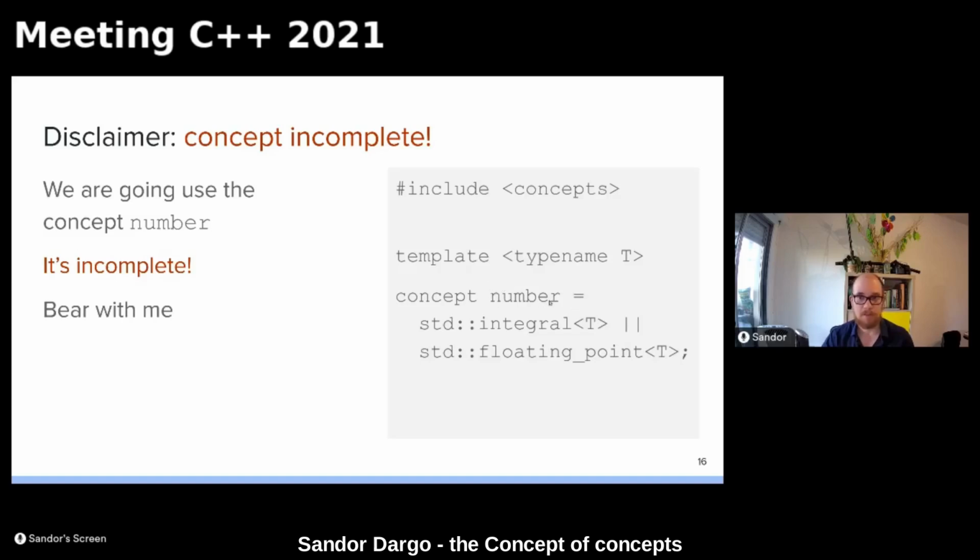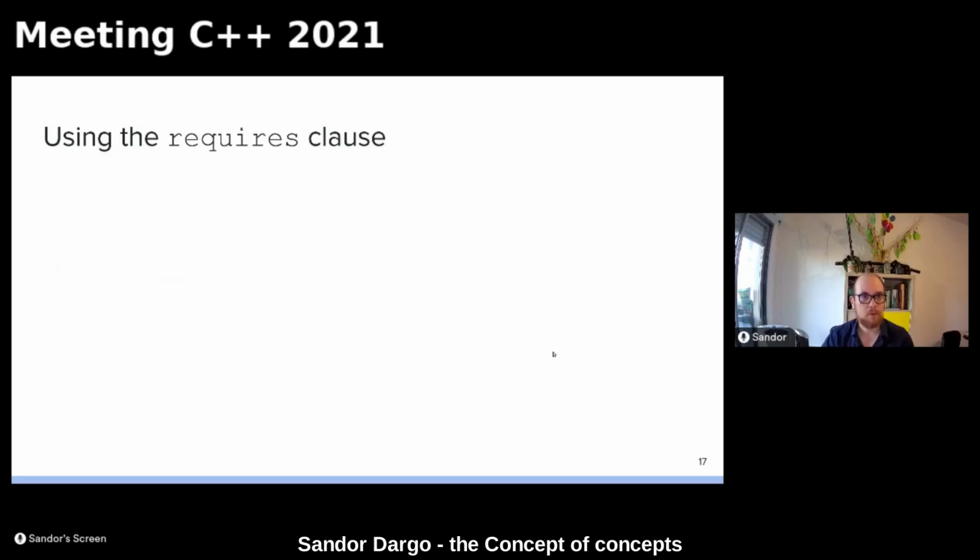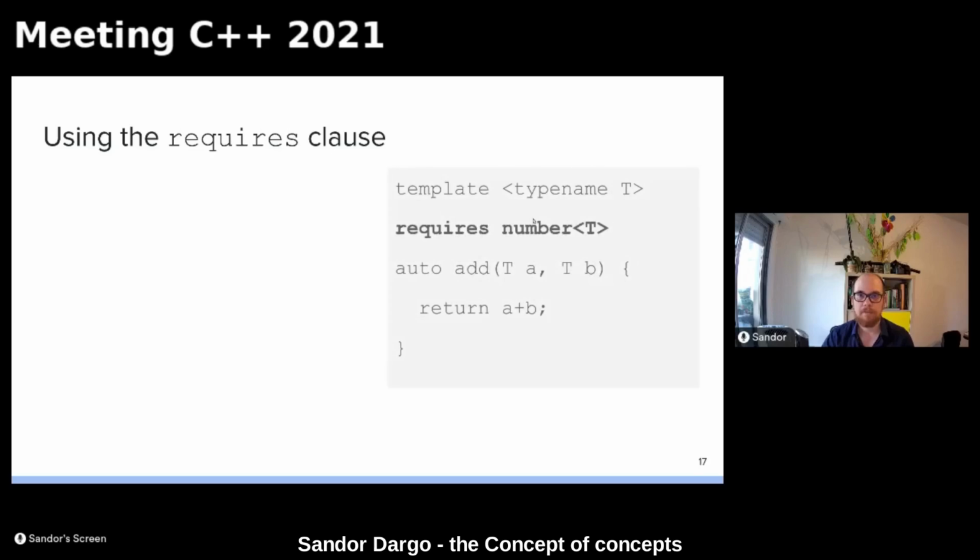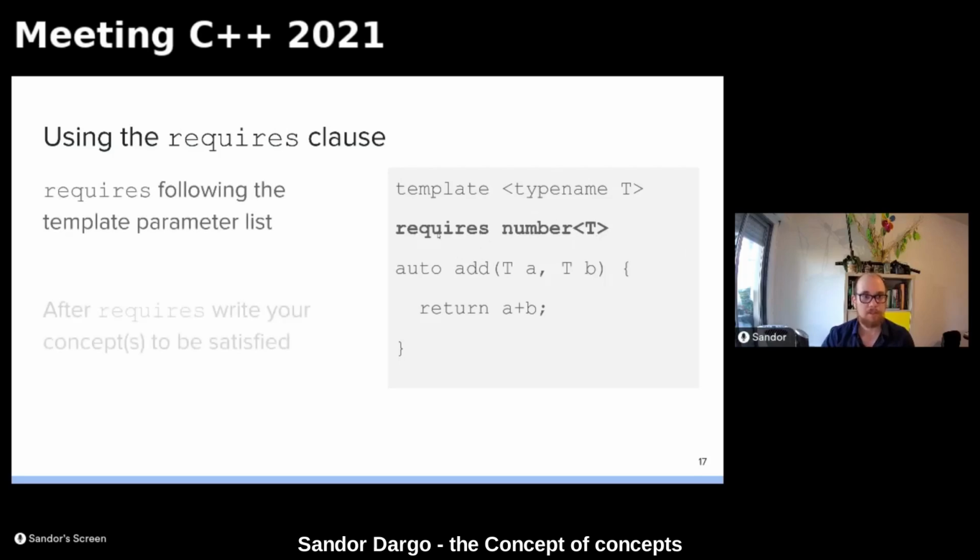So we have this concept number, and we say that we accept any integral or floating point numbers. And first, we are going to use the requires clause. So how does this look like? You have the usual template typename T part, and then we say we require that this T parameter must model the concept number. So it comes after the template parameter list, and you can write here your own, well, whatever concept to be satisfied.